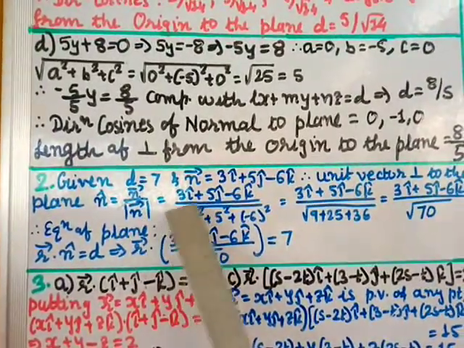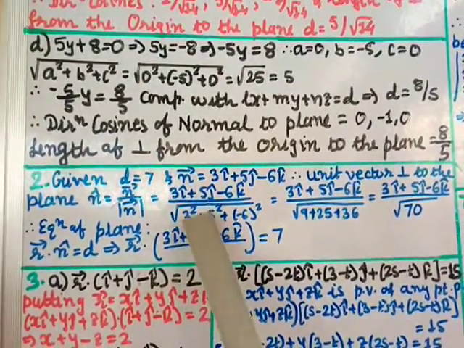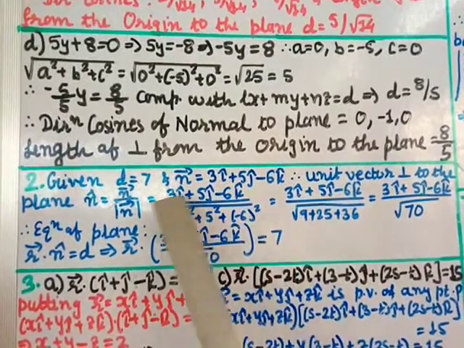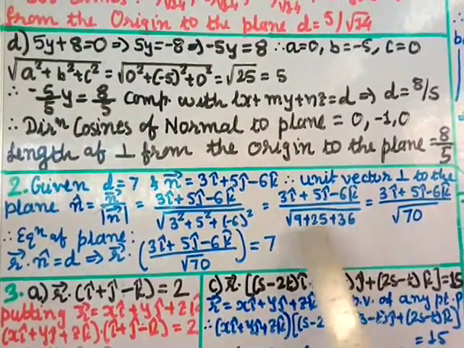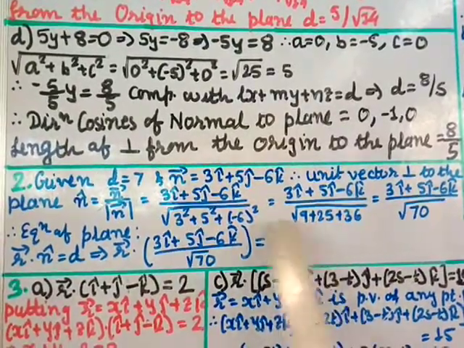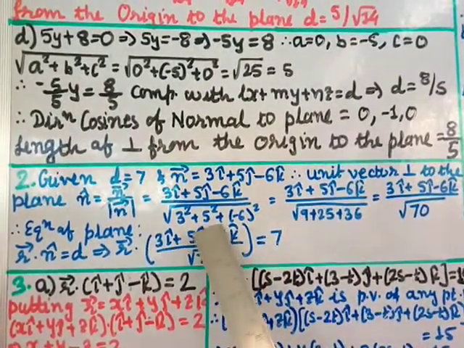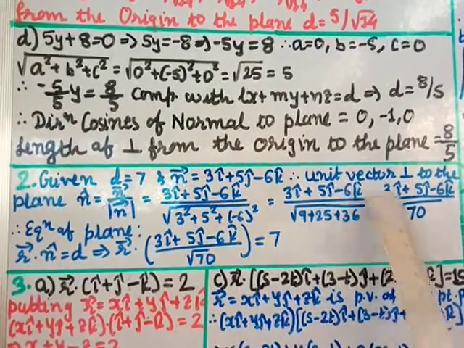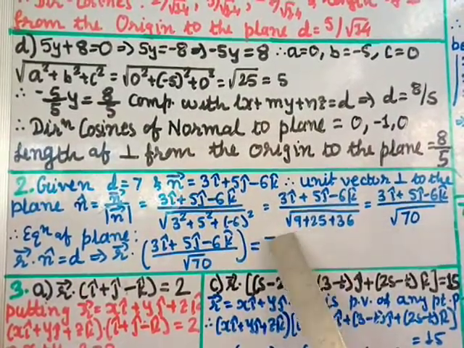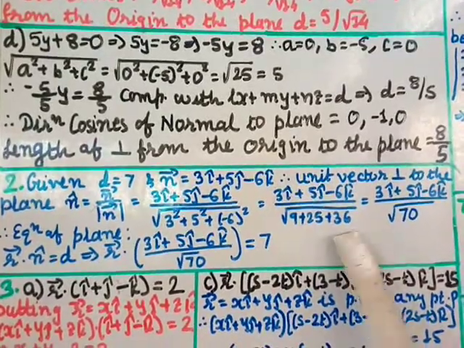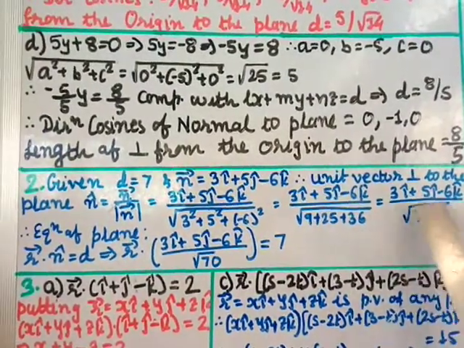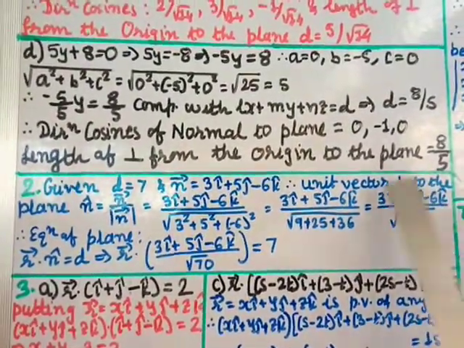This gives you vector n, this one, 3i plus 5j minus 6k divided by magnitude of n, that is under the square root 3 square plus 5 square plus minus 6 square. The numerator as it is, 3i plus 5j minus 6k divided by under the square root 3 square is 9 plus 5 square is 25 plus minus 6 square is 36. If you add up 9 plus 25 plus 36, it gives you 70, so it is root 70. So this is my n cap.